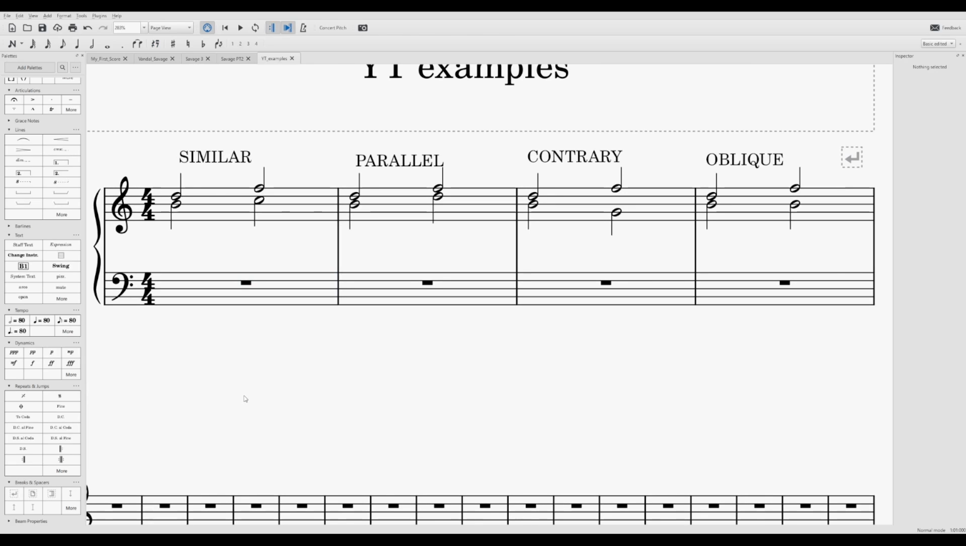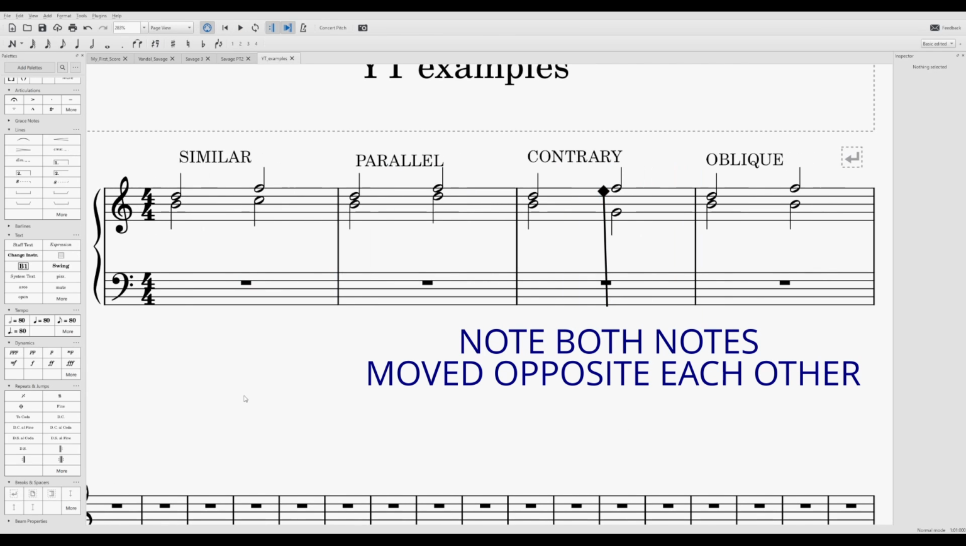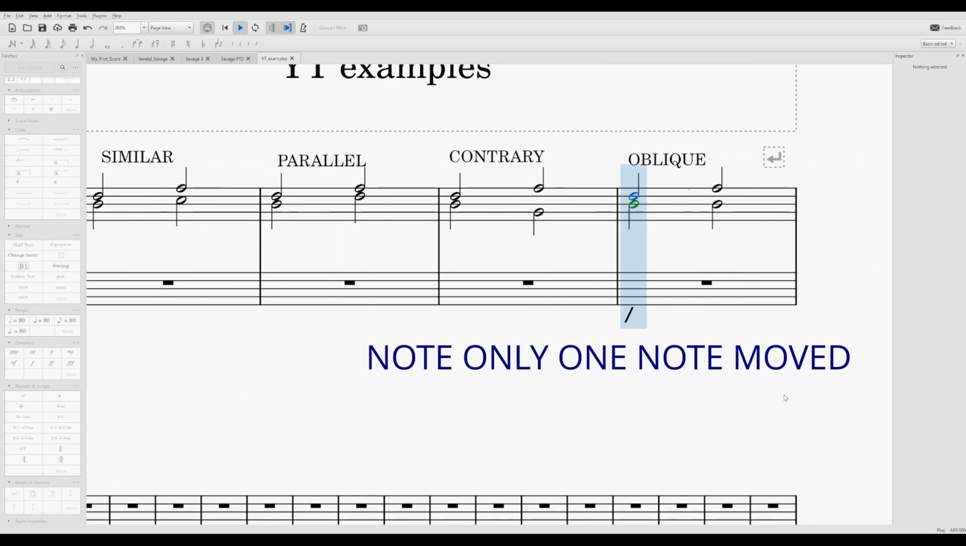Contrary motion is when 2 notes will move in opposite directions. Doesn't matter how far away, as long as one note moves up and the other note moves down, they're moving in contrary motion. And oblique motion is simply when one note will stay the same while the other one will move either up or down. Basically, one note moves while the other doesn't.